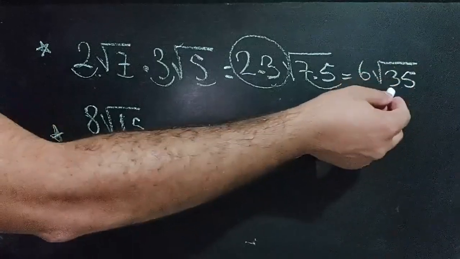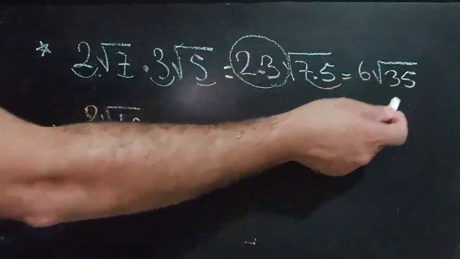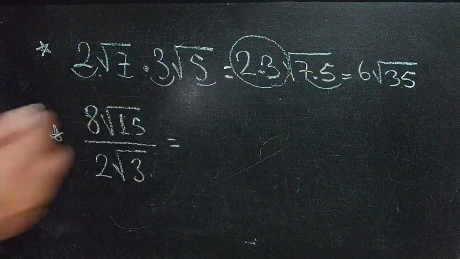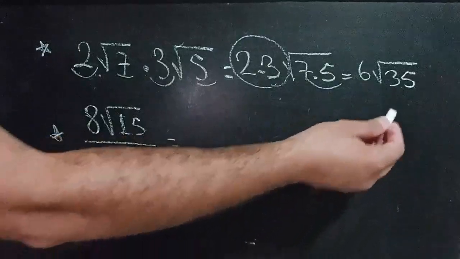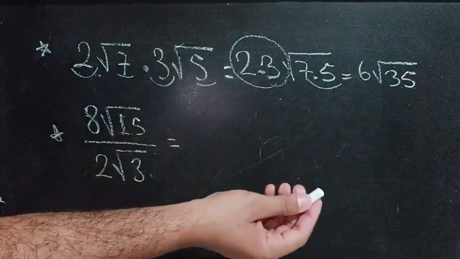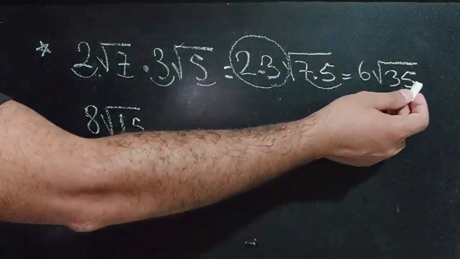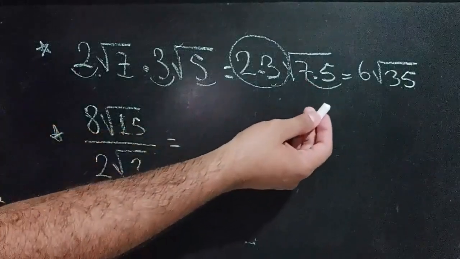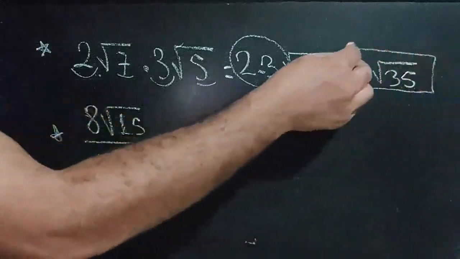And then you are going to think about this inside number, if you can take it out as a whole number. If you can't take this number out of a square root, you will think about its factors, if you can take them out. But when you look at 35, it doesn't come out as a whole number, and none of the factors of 35 comes out of the square root as a whole number. That's why the answer is going to stay like this.